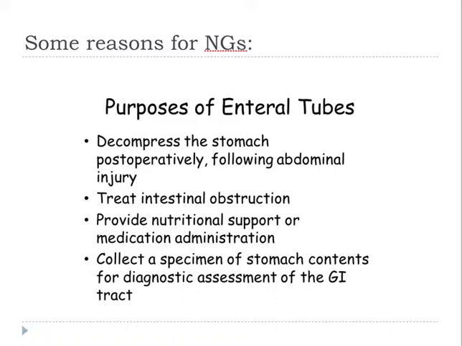We can also use an NG tube for nutritional support and medication administration. Usually that's a short-term solution. If it's going to be long-term placement, we probably switch them out with a G tube if it looks like it's going to be around for a while, or a Dobhoff, which is just a smaller gauge tube that goes down into either the stomach or the small intestine. We can also use the NGs to collect stomach contents so that we can help diagnose what's going on in the GI system.